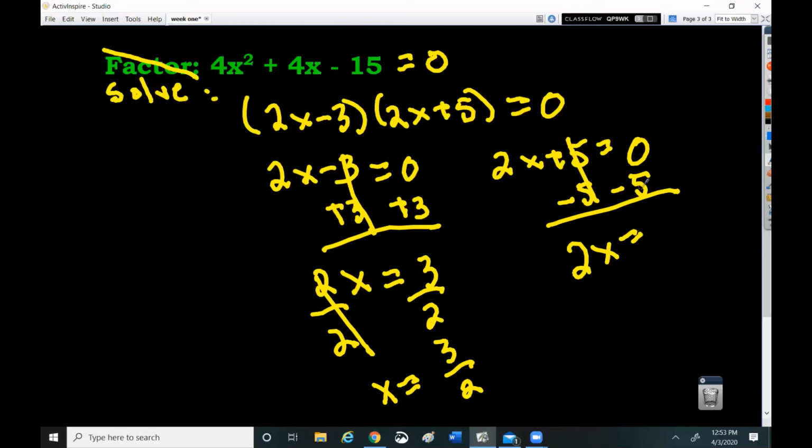What is 0 minus 5? Anybody? Negative 5. Mm-hmm. And then, what am I doing to both sides? Dividing by 2. Very good. There you go. So this x is going to equal negative 5 over 2.